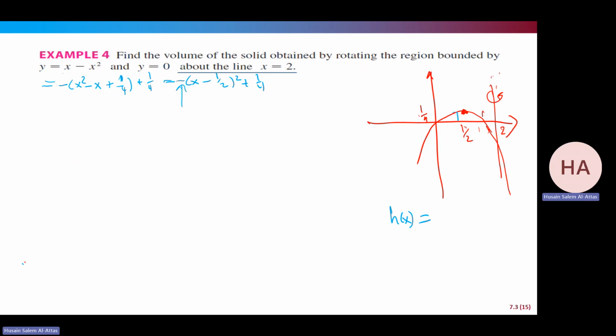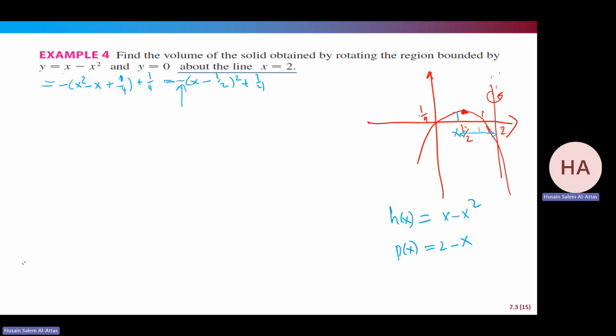So what is the h of x? It will be the function minus 0, so it will be x minus x squared. That's very clear. Be careful of p of x. If this is x, what is this distance until the axis of revolution? That will be 2 minus x.